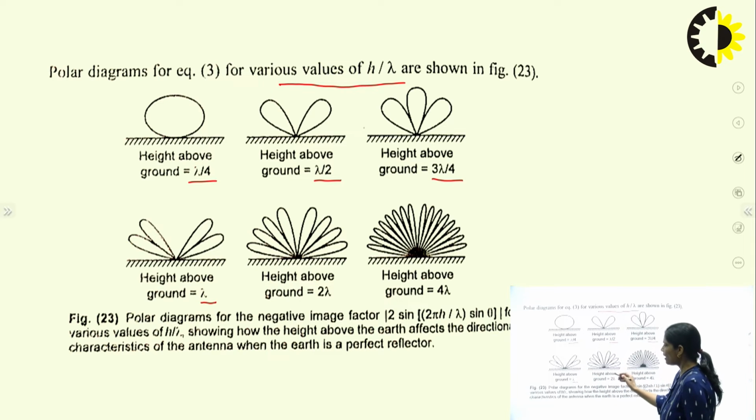Now height above ground 2 lambda. So this is your radiation pattern. And here height above ground 4 lambda. So this is the radiation pattern. It means there are various radiation patterns when you have different heights, like lambda by 2, lambda by 4 to 4 lambda.